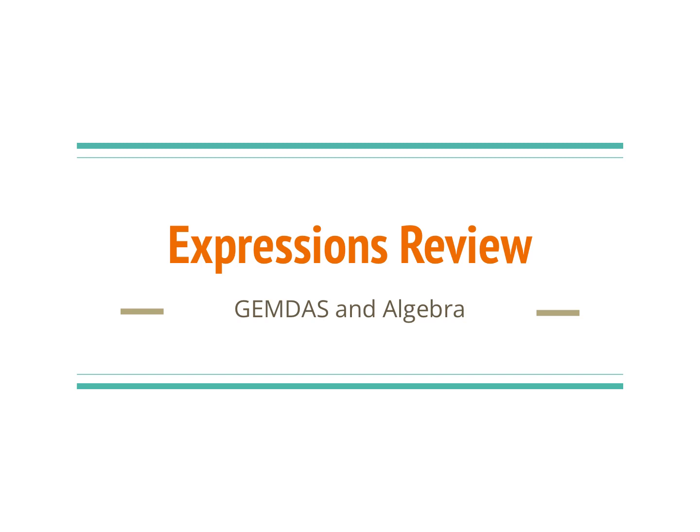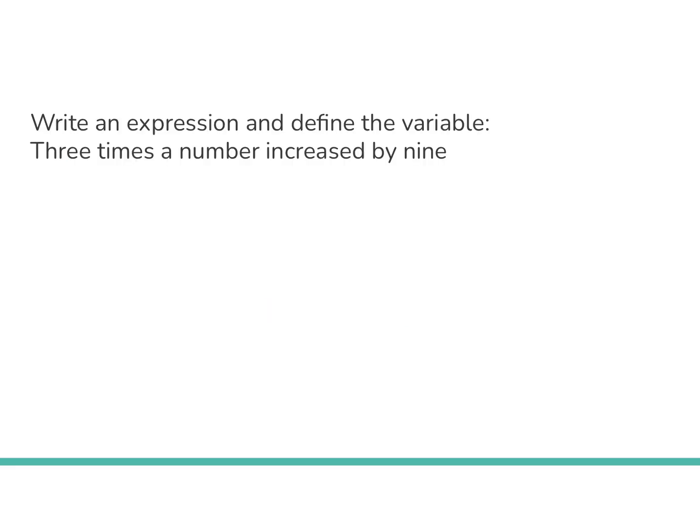We're going to review our expressions. We're going to be going over GEMDAS and some algebraic expressions. Go ahead and write an algebraic expression and define what the variable is for this. 3 times a number increased by 9. Go ahead and choose the best answer.